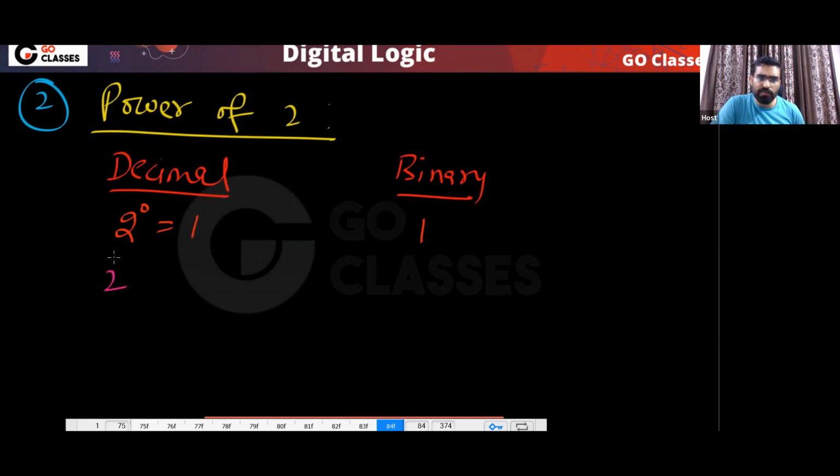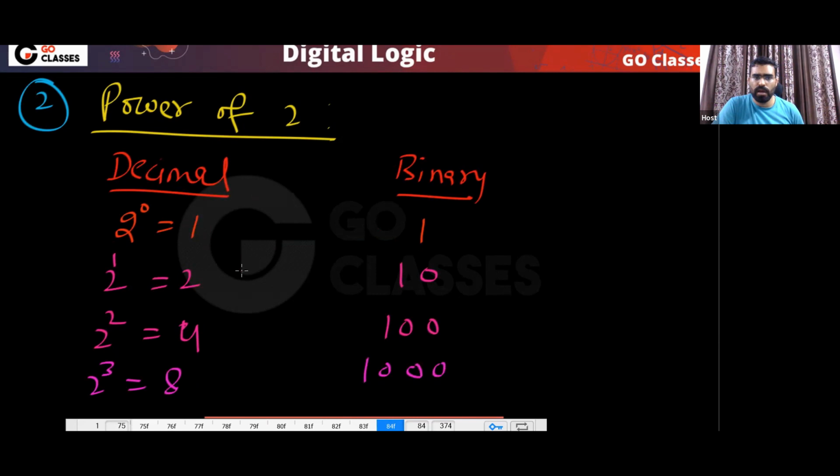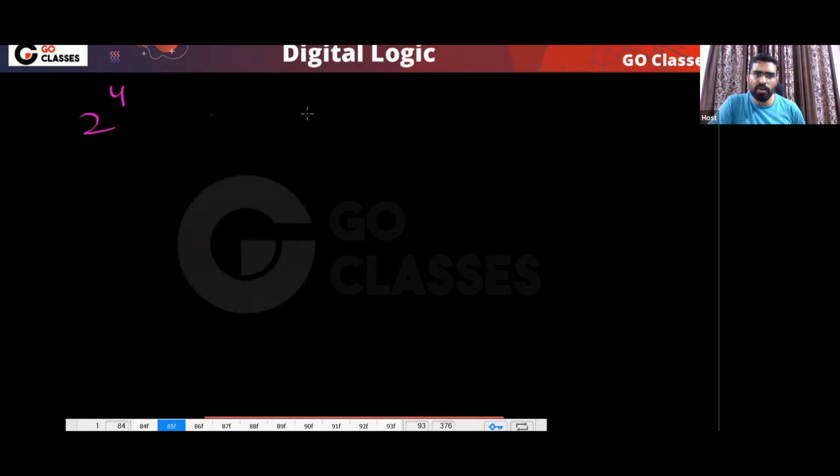If you have 2 power 1, that is 2, so that will be 1, 0. 2 power 2 will be 4, and that is 1, 0, 0. Next, 2 power 3 will be 8, and that will be 1, 0, 0, 0. Are you getting what is happening? 2 power 4, what will that be? Like this is in decimal, so in binary it will become 1 and 4 zeros.